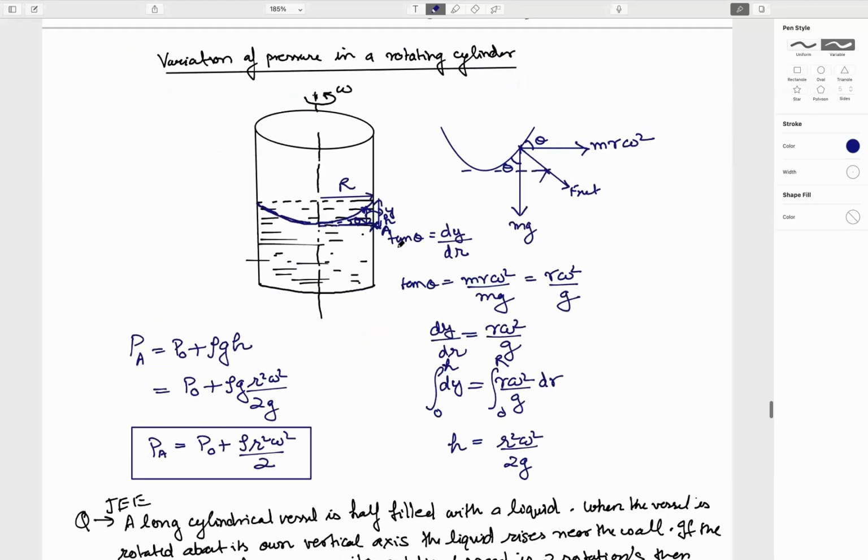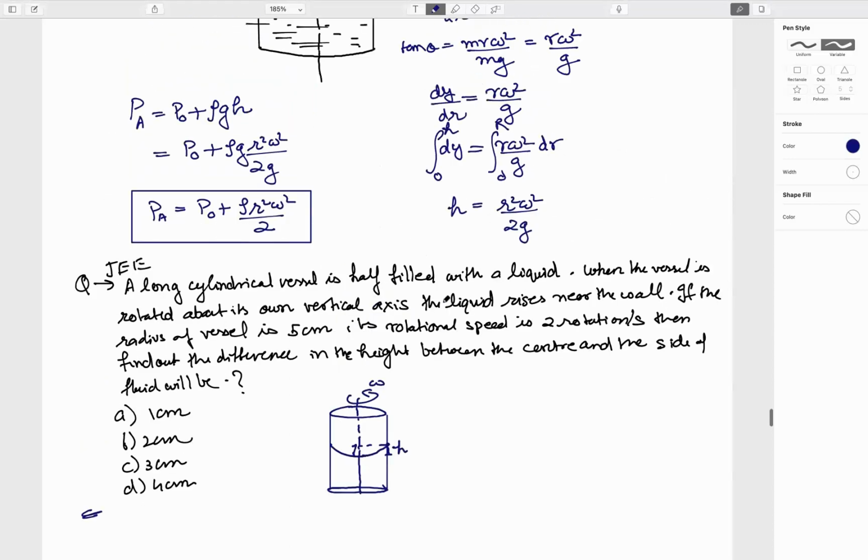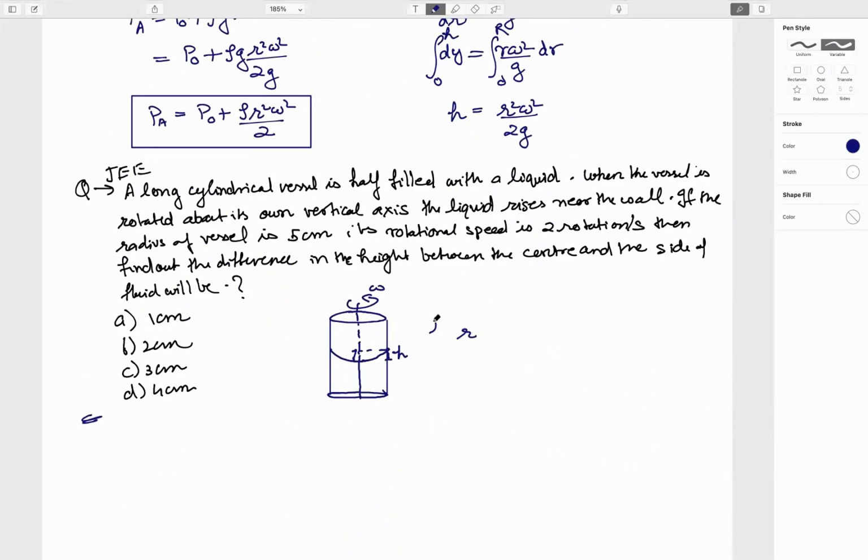We have already discussed this. It looks like a half-filled vessel and this will become this. Vertically, the liquid rises near the wall. So here also, when you rotate it, there should be a difference in height between near the wall versus the center. That is nothing but h, and we have already calculated this h to be r squared omega squared by 2g.